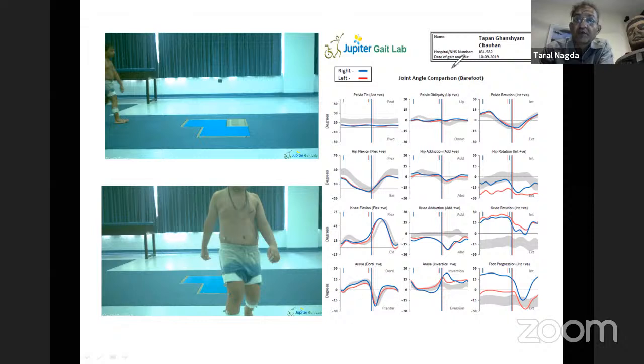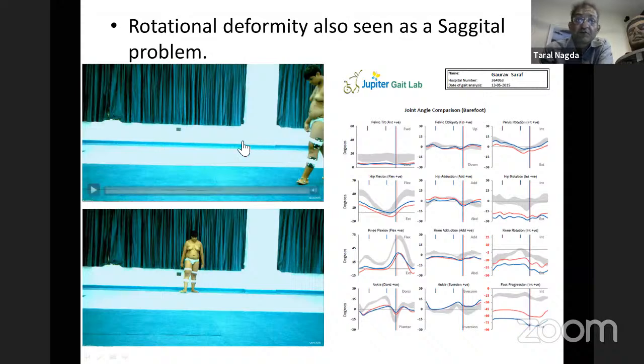It also needs to be confirmed with a CT scan, because the changes can be very misleading and confusing if you are not very accurate.